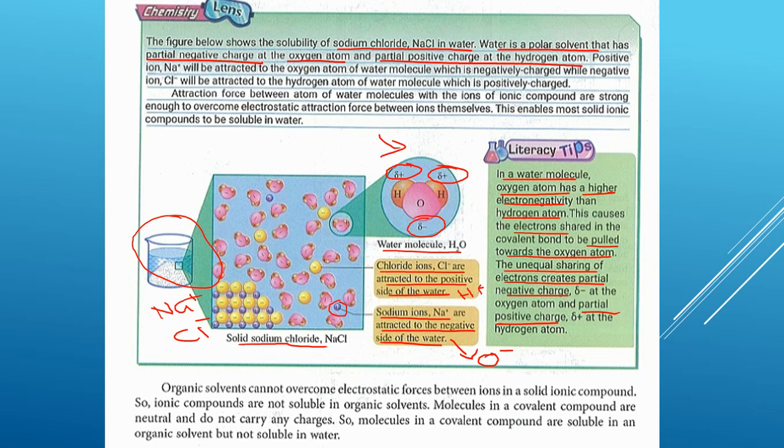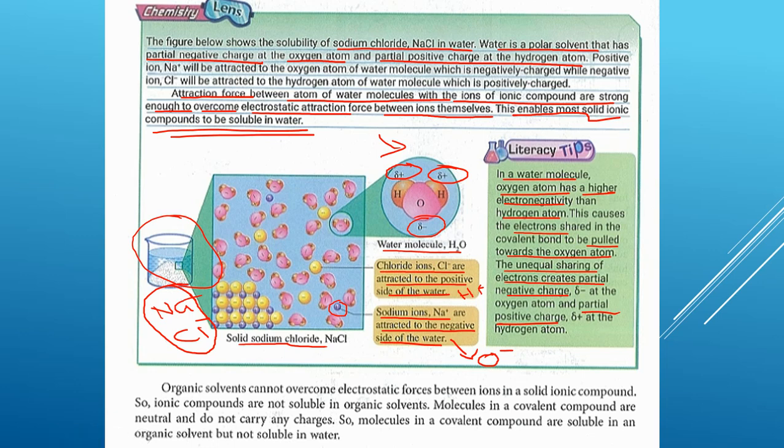So the attraction forces between atoms of water molecules and the ions of the ionic compound are strong enough to overcome the electrostatic attraction forces between the ions themselves. Between the ions themselves, the Na and the Cl, there are attraction forces, but the attraction forces between the atoms of water and the ions are strong enough to overcome them. So this will enable most solid ionic compounds to be soluble in water.